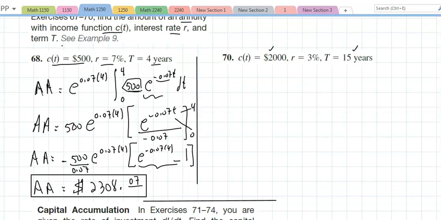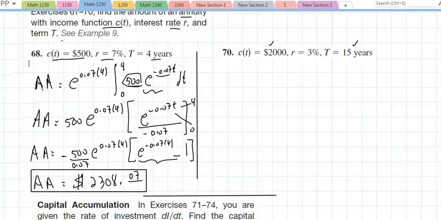Okay, so what this means, keep in mind how much money I put in. I put in 500 each year for 4 years. I really put in $2,000. I'm accumulating $308 in interest. What happens if I put $2,000 a year for 15 years? Well, I'm putting in $30,000, right? Each year I put in $2,000, so I'm really putting out of my pocket $30,000. How much would I have after 15 years? Keep in mind, here the interest is 7%. Here the interest is only 3%.